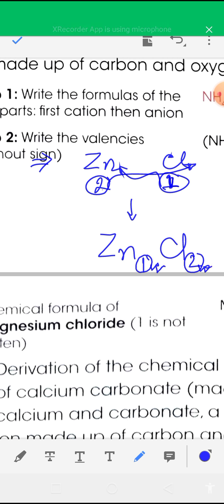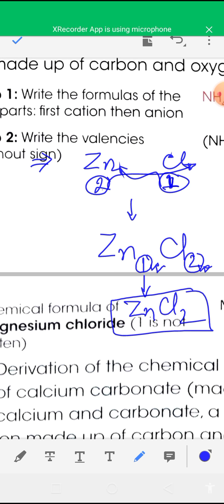If there is any common factor, then you have to divide both these valencies by the common factor. If there is no common factor, then you write directly, you join them. And if this number is 1, it is not required to write it down. So the chemical formula of zinc chloride is ZnCl2.